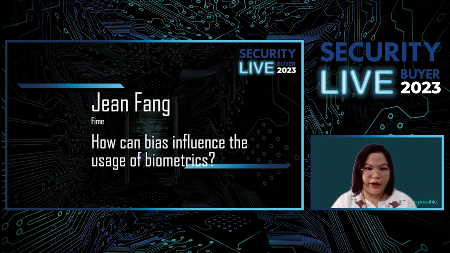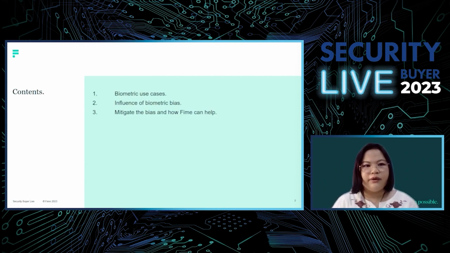Today, we are going to talk about the topic of how can bias influence the usage of biometrics. We are going to speak about the topic in three parts. The first part will be the biometric use cases, and the second will be influence of biometric bias. The third part, we will cover how to mitigate bias and how FIME can help.